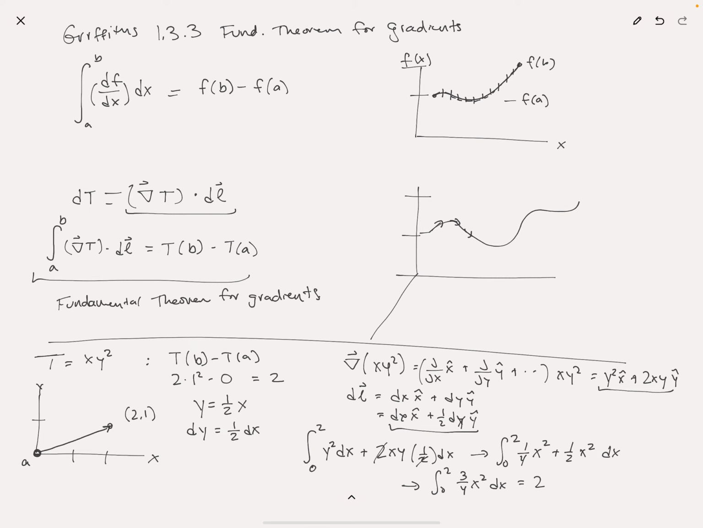All right, so we've tested the fundamental theorem of gradients. We get some number, 2, after we take the gradient and dot that with our infinitesimal displacement along the path that we chose, which is equal to the difference in the endpoints.